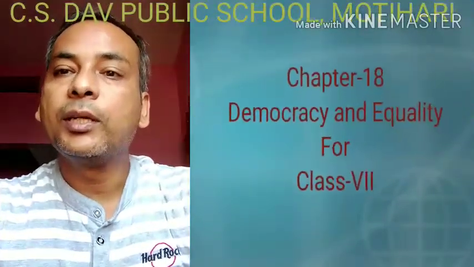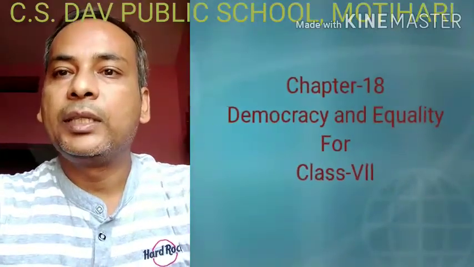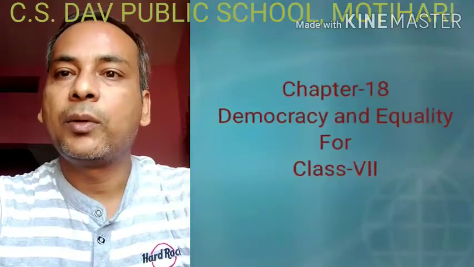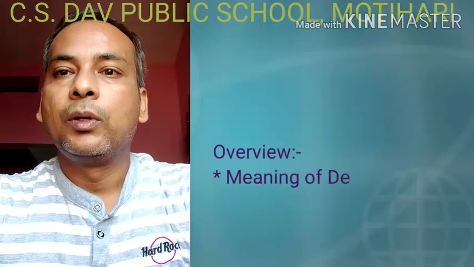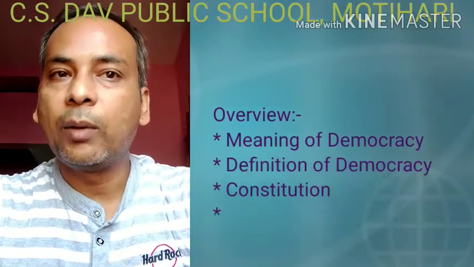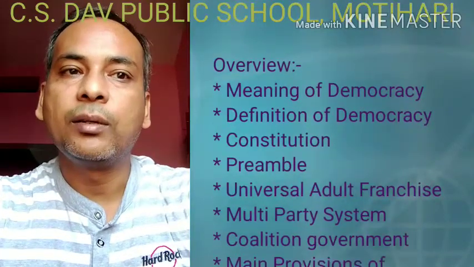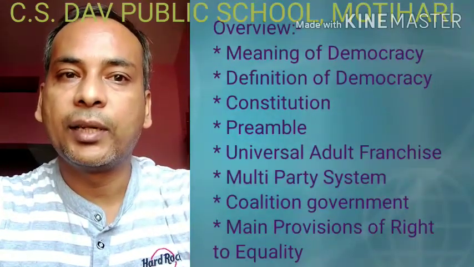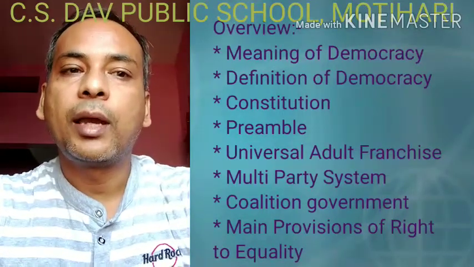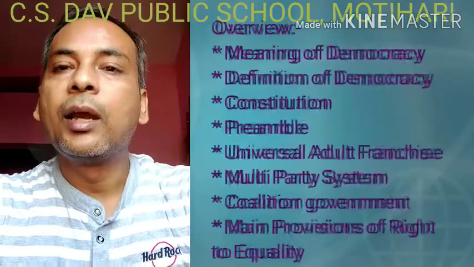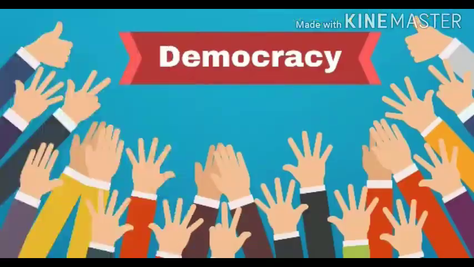Today we are going to study chapter 18, Democracy and Equality. This chapter is for class 7. First of all, we should know the contents of this chapter. So the main things are the meaning of democracy, definition of democracy, constitution, preamble, universal adult franchise, multi-party system, coalition government, and main provisions of right to equality. And at last, we will also know some important questions.